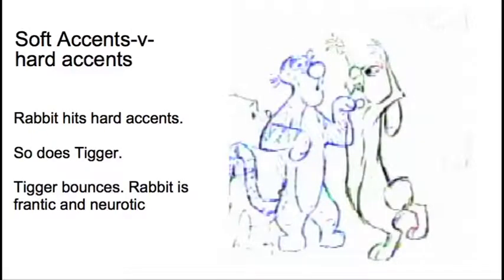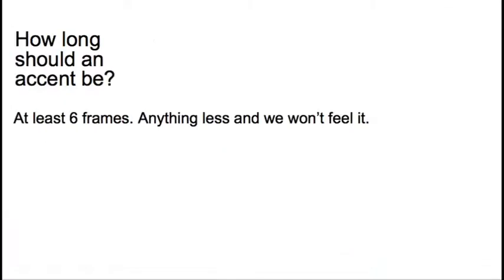Rabbit and Tigger, on the other hand, these are some of my drawings from the film, tend to have very, very hard accents. Tigger is constantly bouncing, that's a hard accent. Rabbit is frantic, he's neurotic, he's constantly in a tizzy, and he tends to have very hard accents. Now, how long should an accent be?